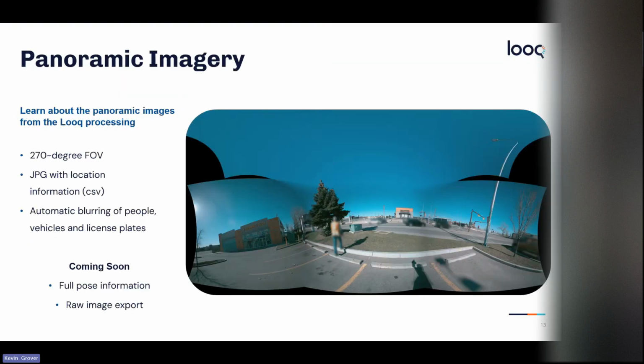So what we're going to be adding in here very shortly is the full pose information. This will include all the orientation of the panoramic imagery, and we'll also be supporting the raw image export with orientation data as well. If anybody needs that extra information, we're going to be exporting all of that very shortly. But right now you can get the imagery with the image locations as a CSV. It's not embedded directly in the file at the moment.